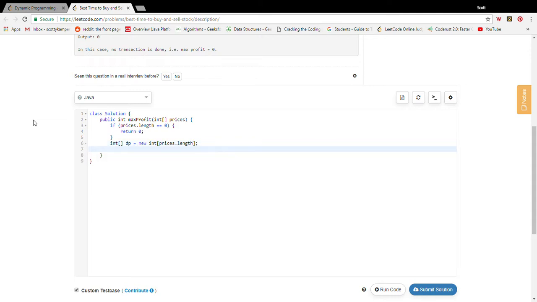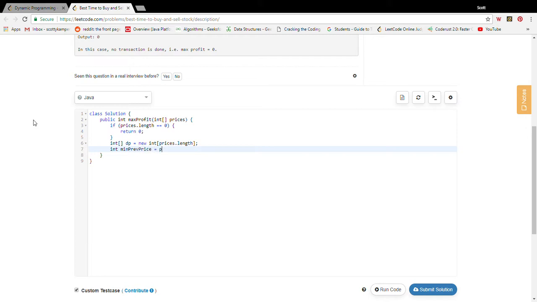So again, all that is the integer array dp is keeping track of the previous answers. So dp of i is equal to the max profit up through day i, from day 0 through day i. And like we said, we need to keep track of the minimum previous price, because that's what we're going to use to calculate the current profit we can gain.